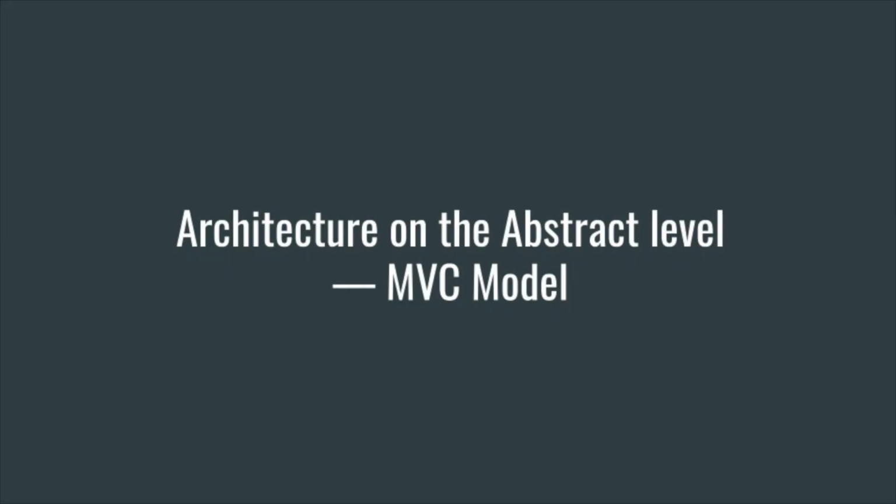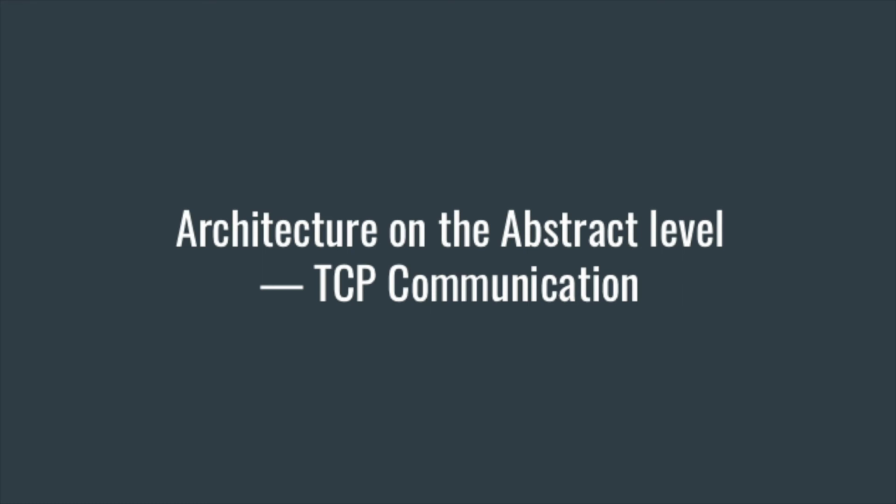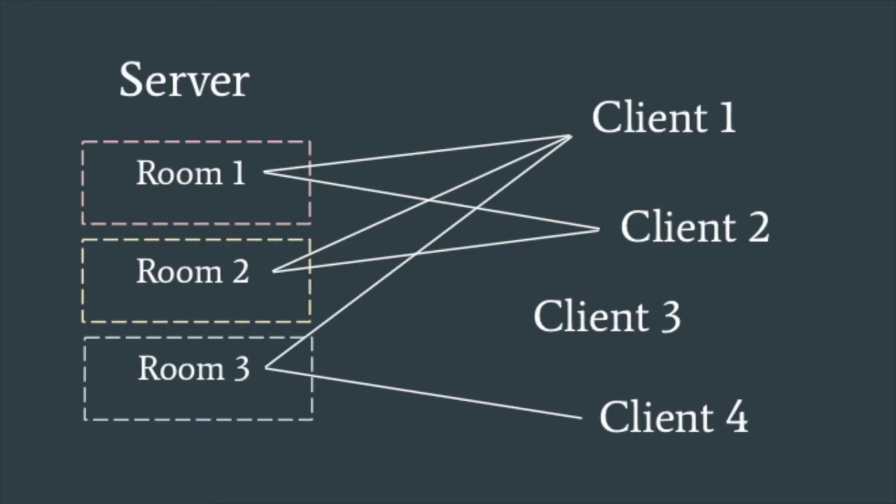Our application uses the MVC model as our architecture. Our server as the controller modifies and accesses the objects. It also updates the view at the front end. Our client displays the updates, captures user actions, and sends requests to the controller. Next, I'll talk about the abstract TCP communication model of our app. The server manages all the rooms for the client's TCP connections.